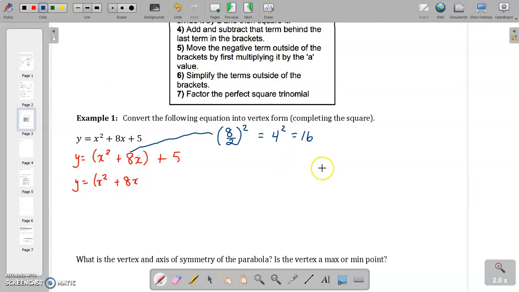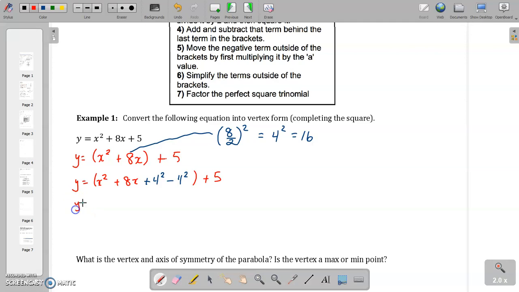And I'm going to take this 16, which is essentially 4 squared. So even if I leave it as 4 squared plus 4 squared minus 4 squared, so you add it, you subtract it, it's like they balance out. So you're not changing the value of the equation at all. And then that's step 4.